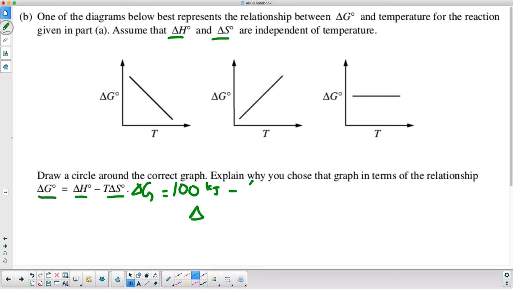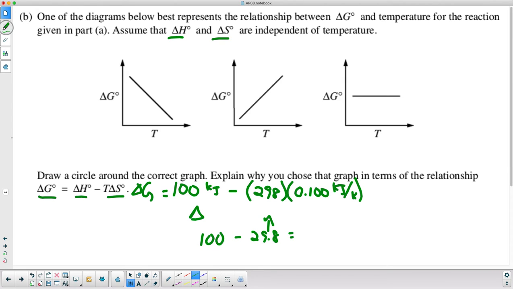I have a minus, and then let's just do 298, and that's going to be times 100 joules for delta S, which is reasonable, which means that it's 0.1 kilojoules per Kelvin, like this. So what happens if I increase the temperature term? Right now, I have 100 minus, that would be what?